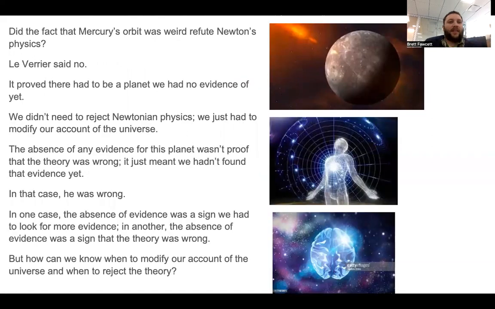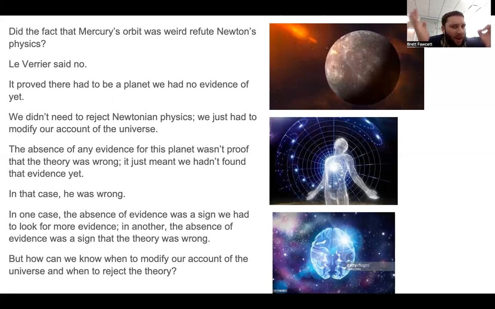But did the fact that Mercury's orbit was weird refute Newton's physics? Leverrier said no, it proved there had to be a planet we had no evidence of yet. We didn't need to reject Newtonian physics, we just had to modify our account of the universe. But in that case, he was wrong. There was no explanation for this within Newtonian physics. We had to switch to another theory to explain this. So in one case, the absence of evidence was a sign that we had to look for more evidence. In another, the absence of evidence was a sign that the theory was wrong.